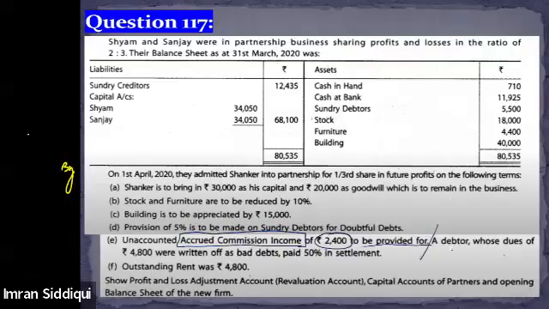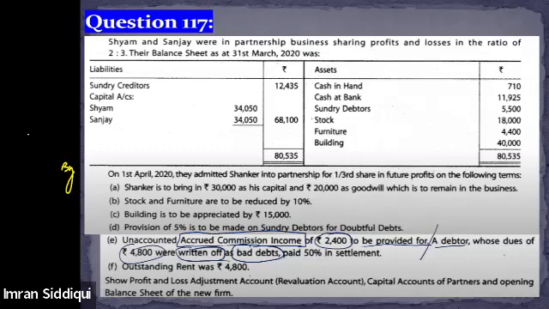Okay, now this is a separate point where it says that a debtor whose dues of rupees 4800 were written off earlier. See, there was some debtor who did not pay 4800 rupees earlier, and we have written it off considering it as the bad debt. We assume that this amount is not going to recover. We won't be able to realize this amount, so we have written it off earlier.